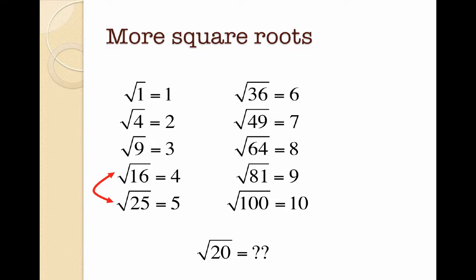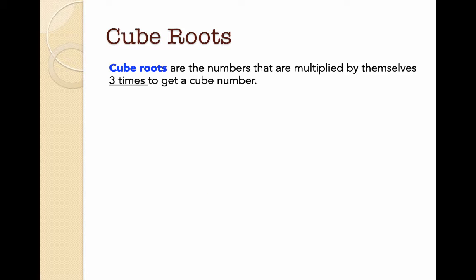You see, 20 is going to be between 16 and 25. This means that the square root of 20 is going to be somewhere between 4 and 5. Now, if you put the square root of 20 into your calculator, you're going to get that decimal. And if you were to multiply that number by itself, you will get 20. So what about cube roots?